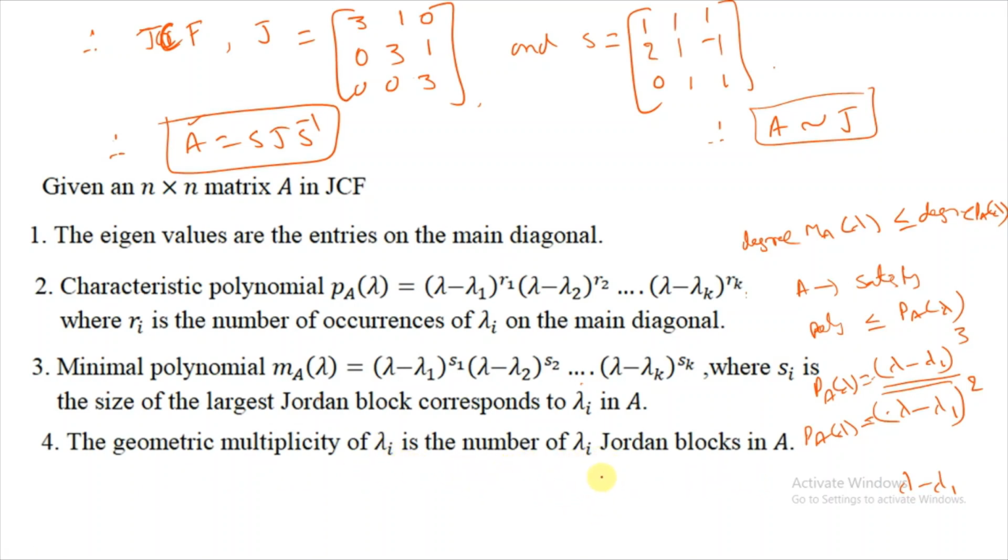Suppose the geometric multiplicity is 1, we get only one Jordan block. This is about the geometric multiplicity of one particular eigenvalue. Suppose lambda 1's geometric multiplicity is 1, we get only one Jordan block. If the geometric multiplicity of lambda 1 is 2, we get 2 Jordan blocks. If it is 3, we get 3 Jordan blocks. Here, the geometric multiplicity of lambda 3 is 1, so we will get only one Jordan block. If the geometric multiplicity is 2, we get 2 Jordan blocks.